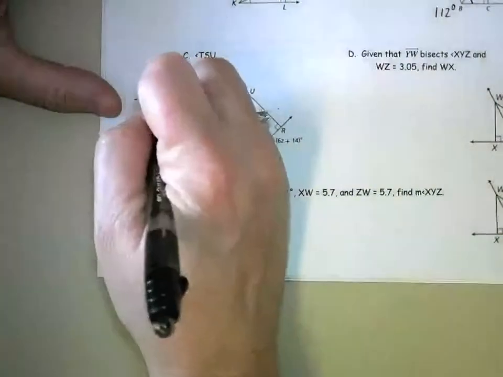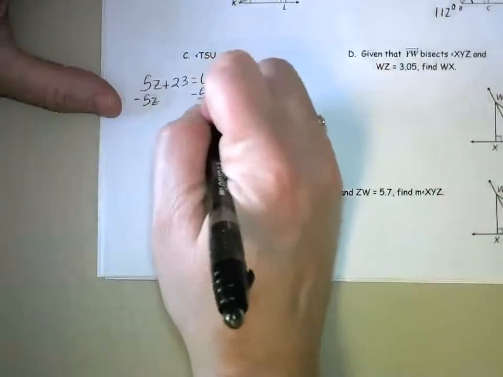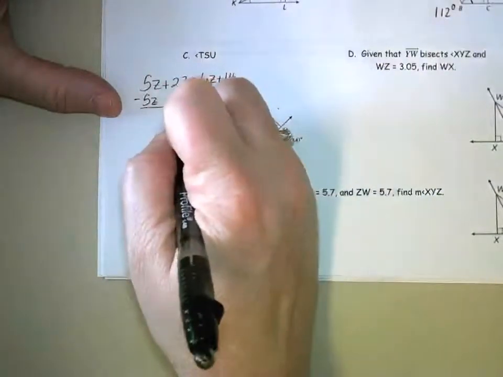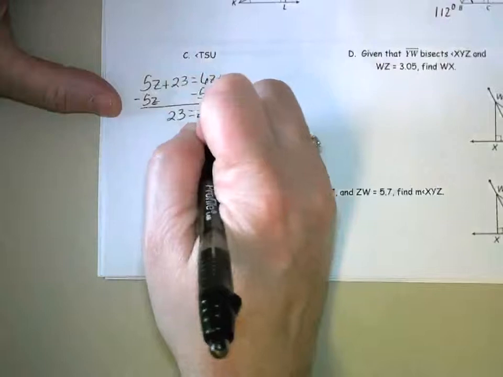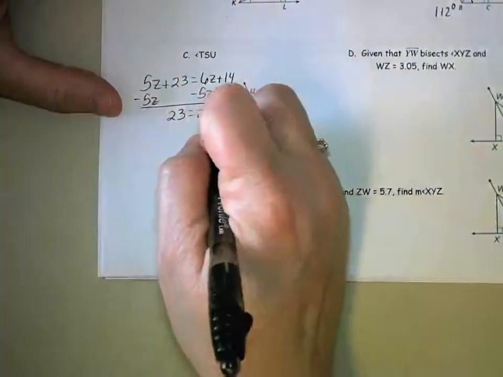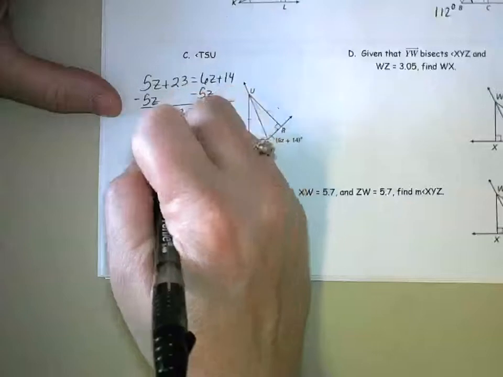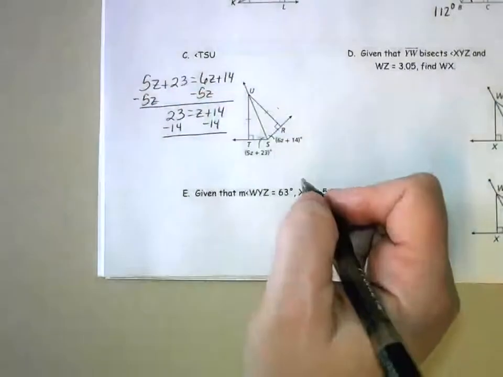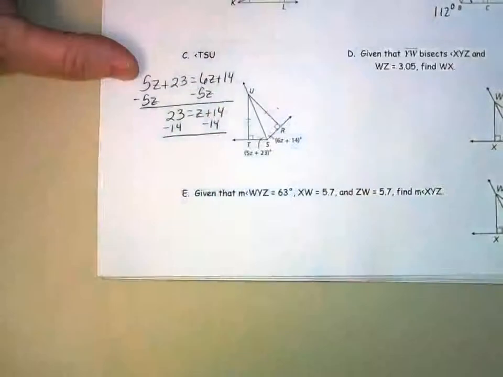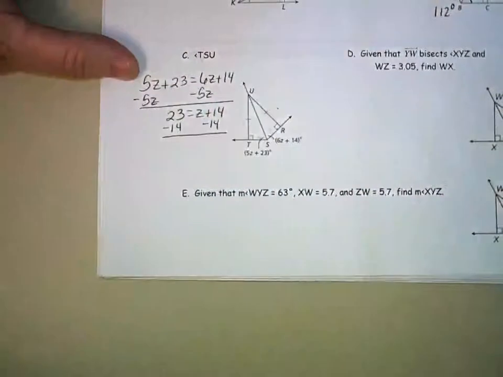From there, you subtract 5z from both sides, and you have 23 equals z plus 14, and subtracting 14 from both sides, 23 minus 14 is 9.